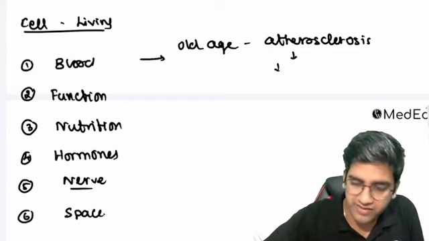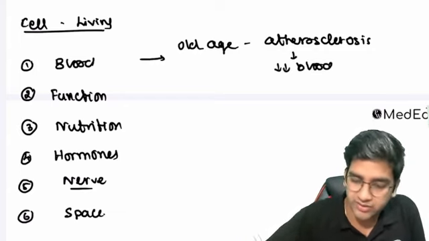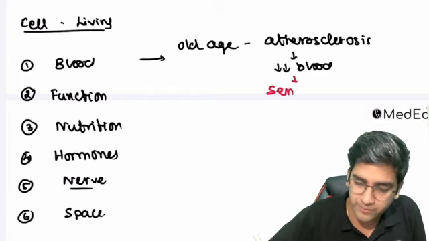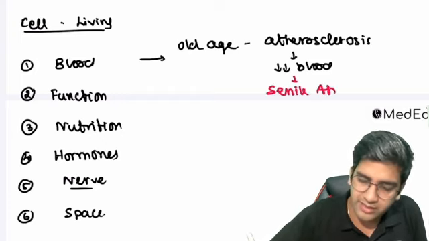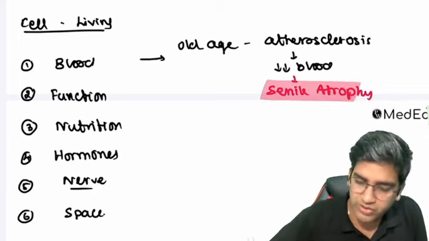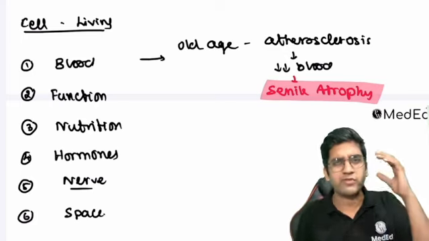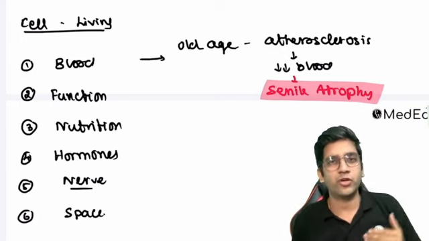Because of this, there'll be less blood supply. If the blood supply to the CNS is less, I call this a senile atrophy of the brain. Due to age, it automatically undergoes atrophy. That's senile atrophy of the brain, right? It's normal. Every person's brain will atrophy when you reach 80 or 90.